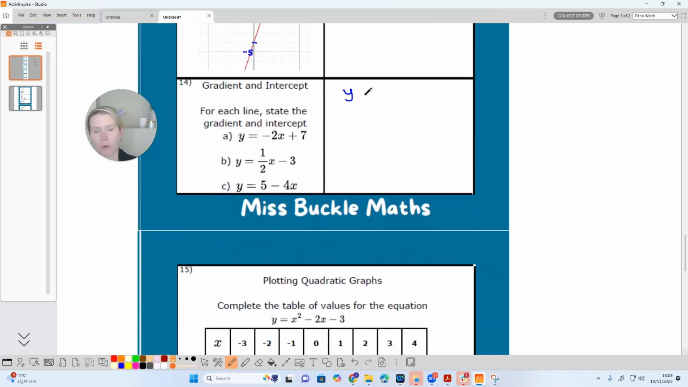Okay, so we said when it's in the form y equals mx plus c, the coefficient of x, the number in front of x, is the gradient, and the y-intercept is the number at the end. So if I go along and highlight my gradients, -2 is a gradient, half is a gradient, and the -4. It doesn't have to be in the order of mx first, of the gradient first, it's just the coefficient of the x. So -2, a half, and -4 are your gradients. And your y-intercepts are +7, -3, and +5.